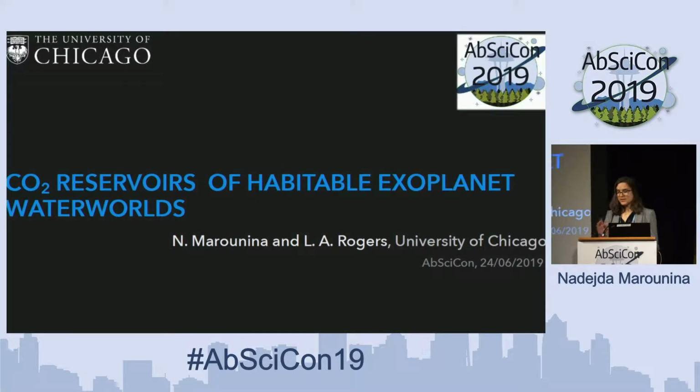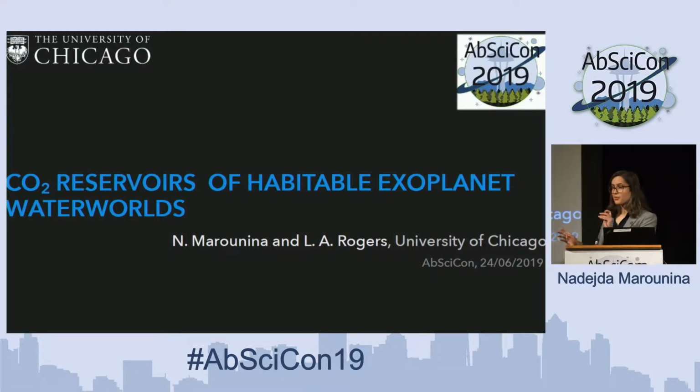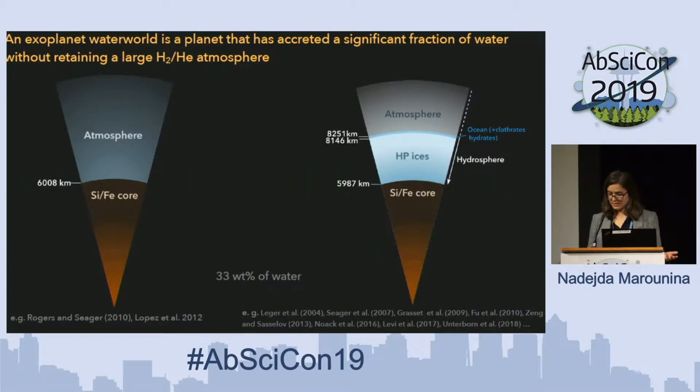Before diving into carbon dioxide reservoirs of habitable exoplanet Waterworlds, let me introduce what a Waterworld is. An exoplanet Waterworld is a planet that has accreted a significant fraction of volatiles, more specifically water, without retaining a large hydrogen and helium atmosphere. On the slide, you have examples of two interior structures of exoplanet Waterworlds.